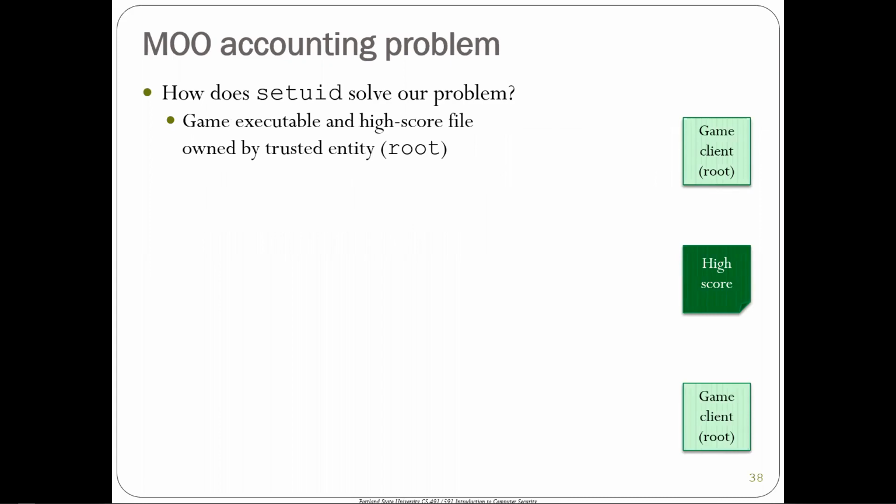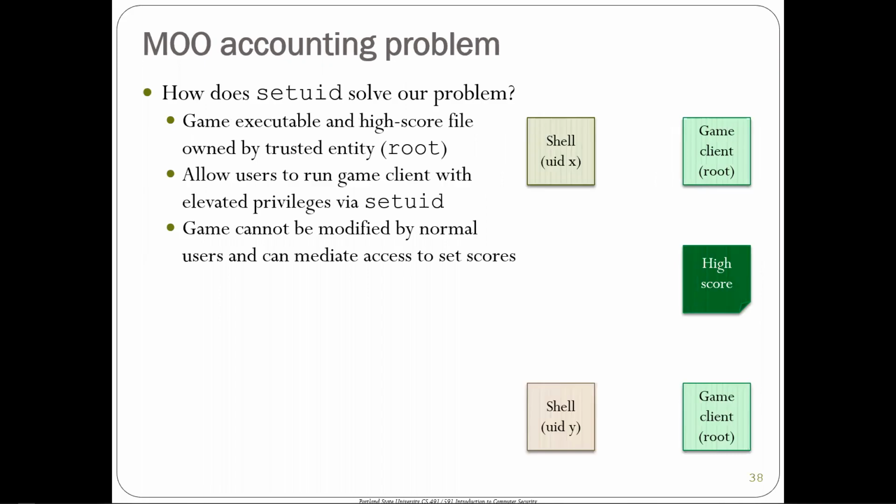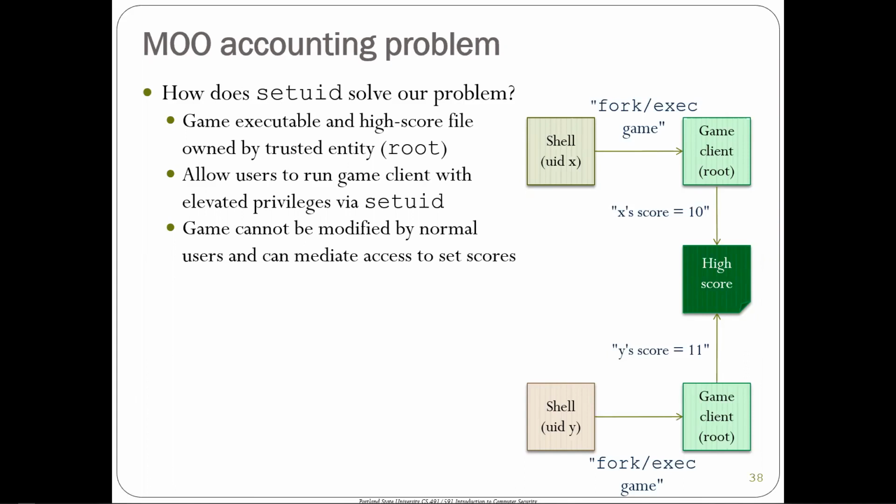Okay, so how does this setuid facility solve this problem? In this case, I'm going to have this game client, this game executable, and this high score file owned by root. Because the game client is owned by root, a regular user is not going to be able to modify it. And so that's the idea. I'm going to allow regular users with different UIDs to do a setuid operation to run this game client as root. And assuming there are no bugs in this game client, I am then going to trust that the update to the high score is done in a controlled way through the game client code itself.